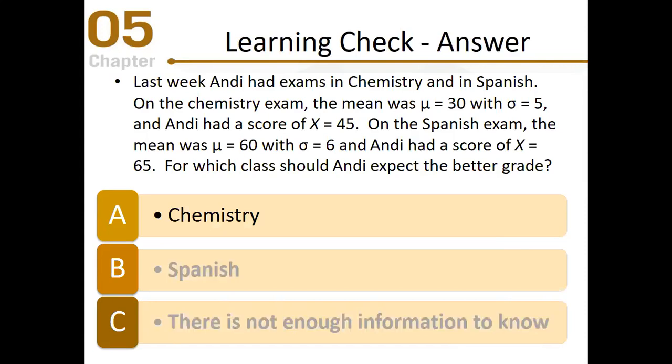Okay, the chemistry exam is more competitive. The mean was 30, right? The standard deviation is 5. If you take 45 and turn it into a z-score, that's equivalent to 3 full standard deviation brackets above the mean. Extremely high-performing result. In Spanish, the mean is 60 and the standard deviation is 6. A 65 isn't even 1 full standard deviation above the mean. His chemistry exam was way better. He did way better compared to the rest of the class than he did on the Spanish exam.